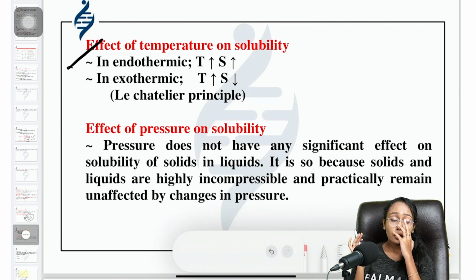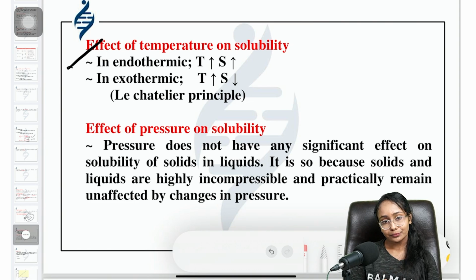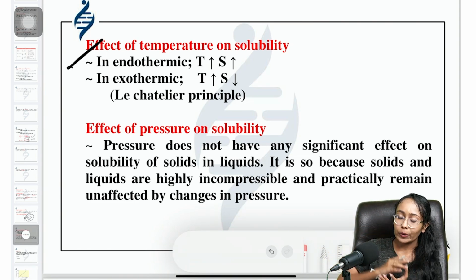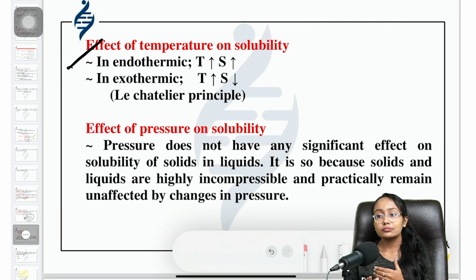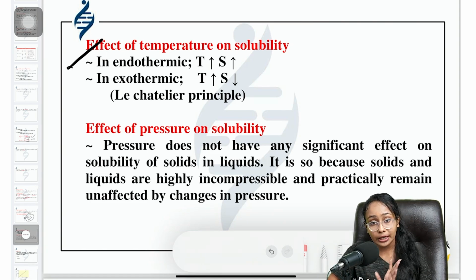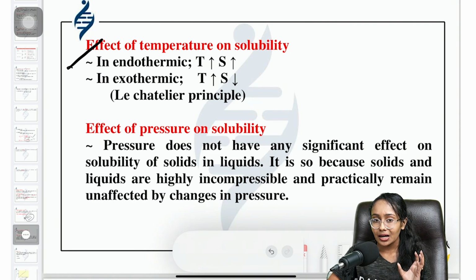And what is the role of pressure on solubility? We are talking about the case of solid and liquid. Solid dissolved in liquid. So tell me, whether solid and liquid, both of them are compressible or incompressible. You have already learned the basic concepts of chemistry in class 11. In the chapter, you have already learned about the properties of the three states of matter, that is solid, liquid and gas. So you might know whether solid and liquid are compressible or incompressible.